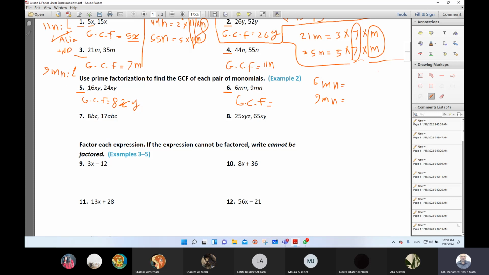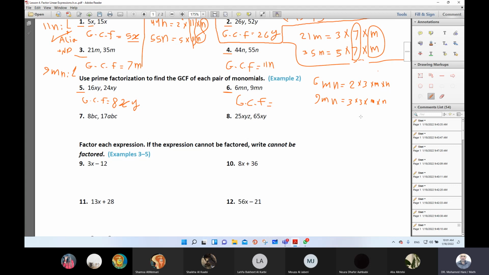Okay, who has different answer? 6 equal 2 times 3 times m times n. Nine equal three times three times m times n.